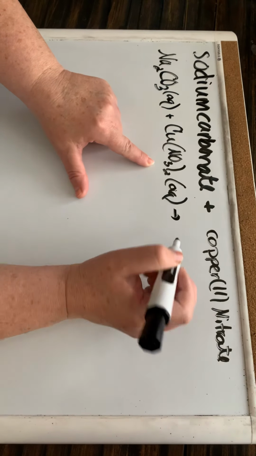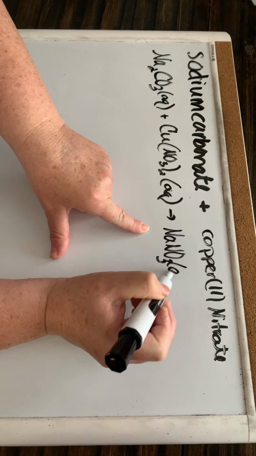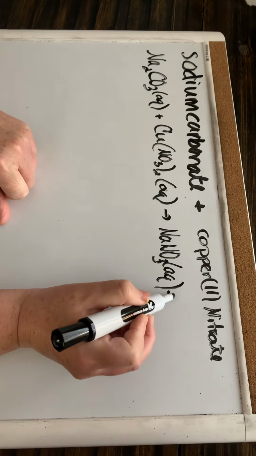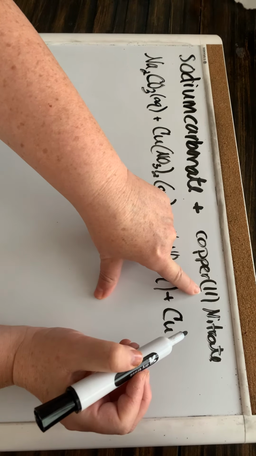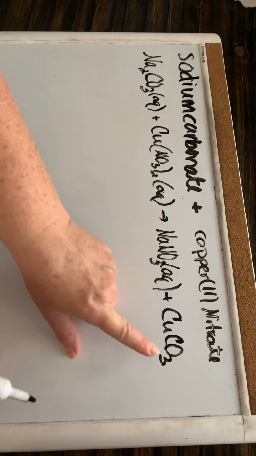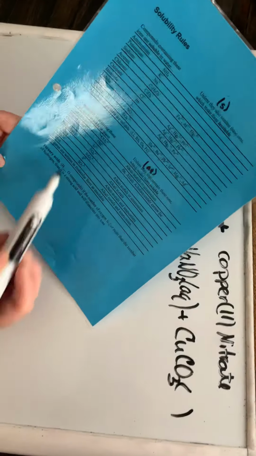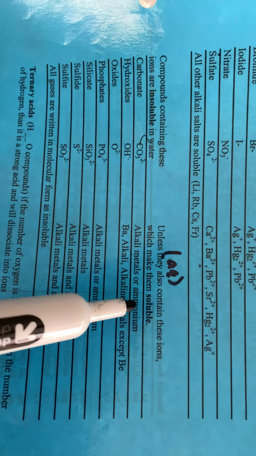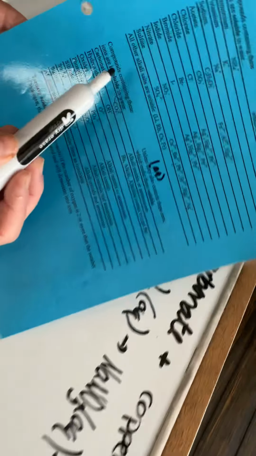So the Na is going to go with the NO3, and it's just NaNO3 because it's +1 and -1. As I said before, nitrate is always aqueous. Copper is going to go with carbonate. It's copper 2, so it's CuCO3. Carbonate is -2, copper is +2. Now we're going to go back and look at carbonate again. Carbonate is insoluble unless it's with an alkali metal or ammonium. It is with copper, which means it's a solid. So again, it's a solid unless it's with these things. These things make it aqueous, okay?